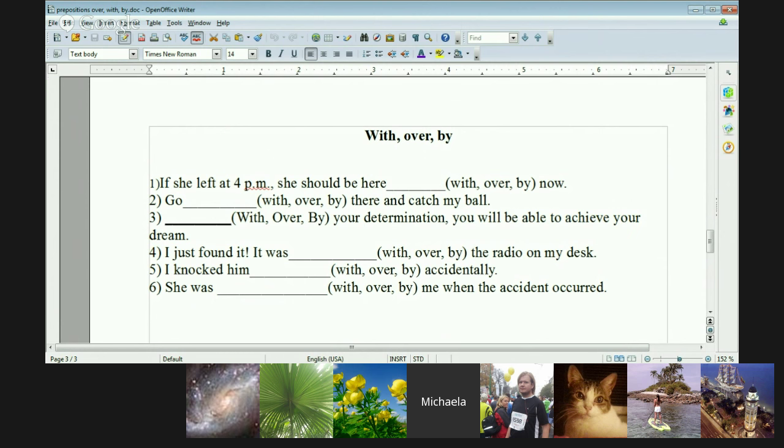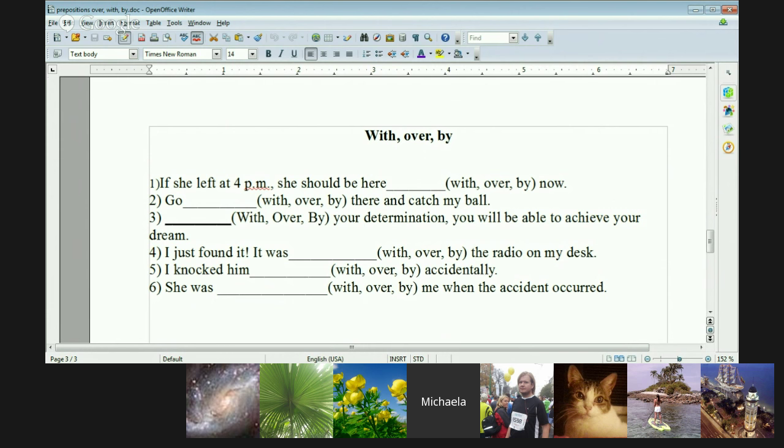Okay. Carolina? Sorry, can I say by? Yeah, you can also say by. So if you say over the radio on my desk, it would be in the sense of above somehow. But if you say by, it just means here. And with is maybe also a possibility, though I think the other two are better options.